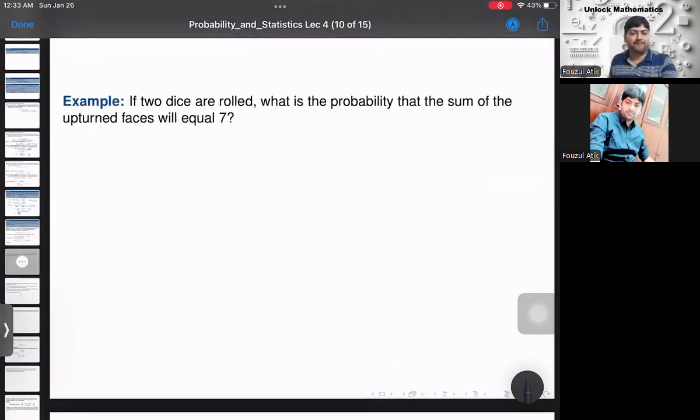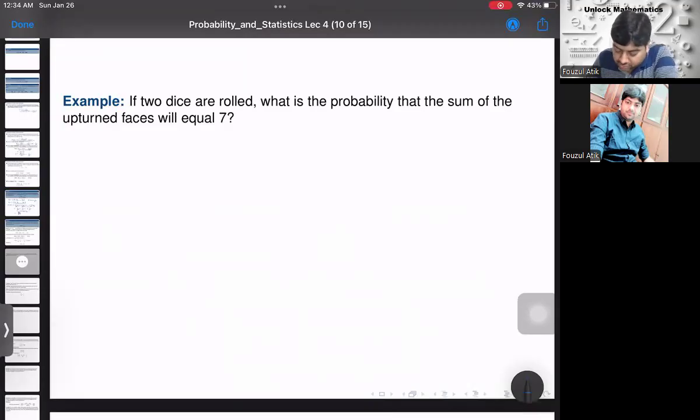Now look at this problem. Just pause the video, understand the question, and try to answer it on your own. If two dice are rolled, what is the probability that the sum of the upturned faces is equal to 7? So how to do it? You try to get the total number of outcomes, how many different ways the upturned faces can appear for the two dice, and after that the number of favorable cases where the sum of the upturned faces equals 7.